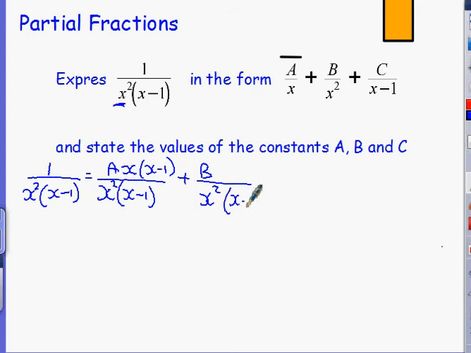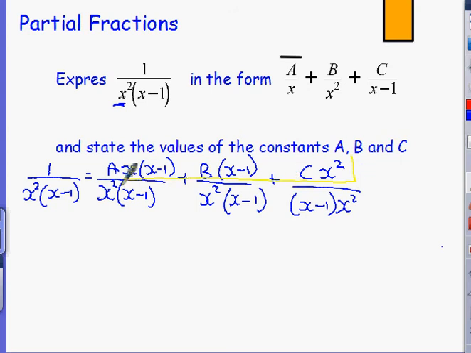So I multiply it by x minus 1, top and bottom, because these are making them equivalent fractions. Now on this one, I've got x minus 1 on the bottom. I know I've got to have x squared times x minus 1, so I multiply top and bottom by x squared. Okay, now we can see that all of this on the top has got to be the same.